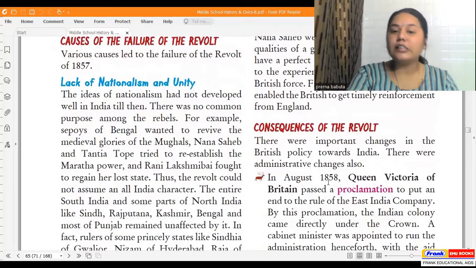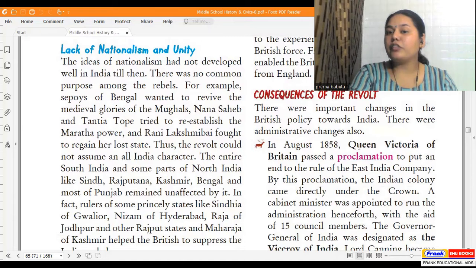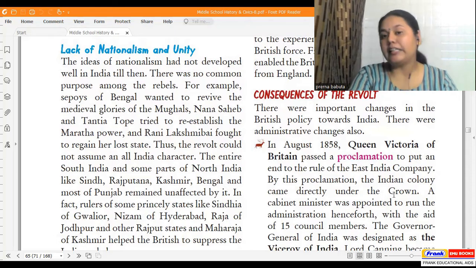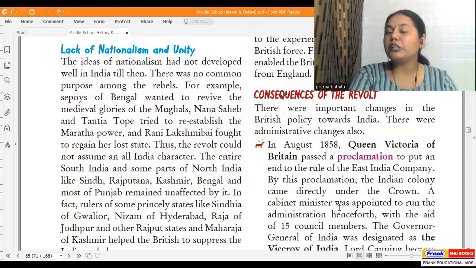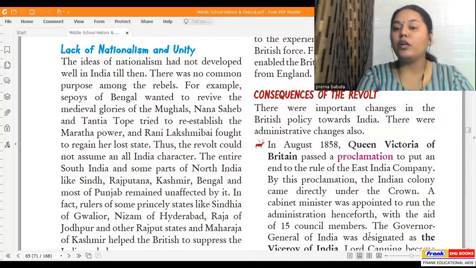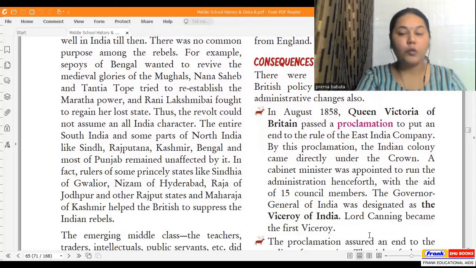Now, what were the consequences of the revolt? So the first was that in August 1858, Queen Victoria of Britain passed a proclamation to put an end to the rule of the East India Company. By this proclamation, the Indian colony came directly under the British crown. A cabinet minister was appointed to run the administration, henceforth with the aid of 15 council members. The Governor General of India was designated as the Viceroy of India, and Lord Canning became the first Viceroy.